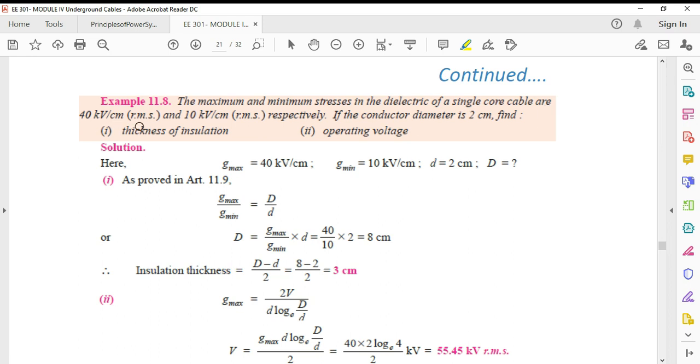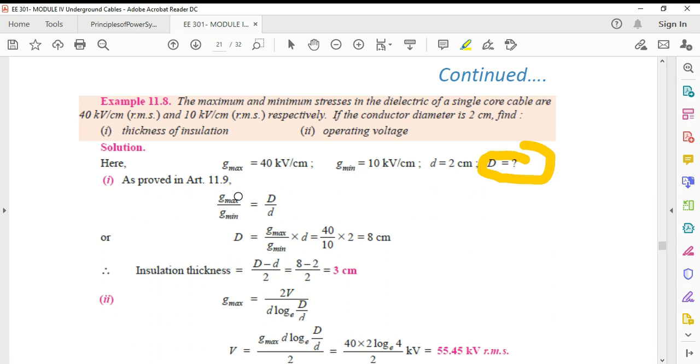Next question: the maximum and minimum stresses in a dielectric of single core cable are 40 kV per centimeter and 10 kV per centimeter respectively. If the conductor diameter is 2 centimeter, find thickness of insulation and operating voltage. Here G max and G minimum are given. We are asked to find out the capital D, thickness of insulation, and also voltage V.